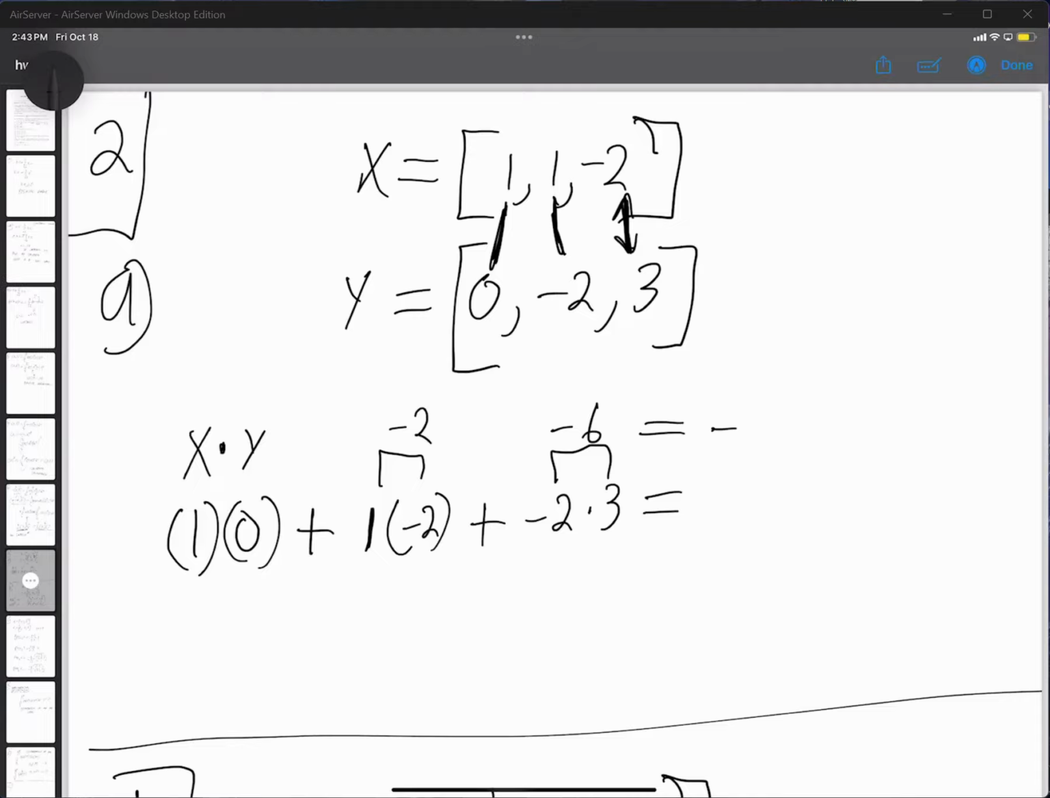And the order in which you multiply it, for the second part it says y dot x. It doesn't matter if you change the order. When you're doing y dot x, you're moving the 0 and the 1, and -2 and the 1, and the 3 and the -2. You'll still get the same answer. That's how you do the dot product. Hopefully, that makes sense.